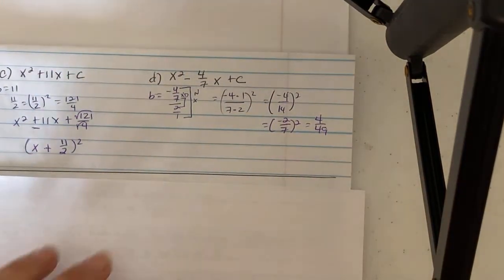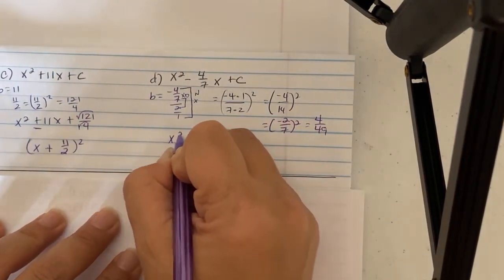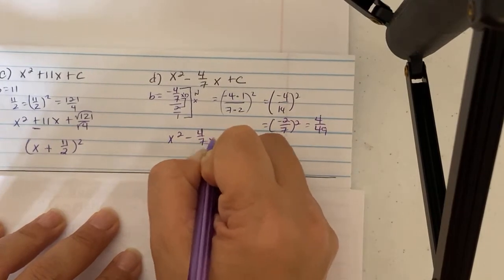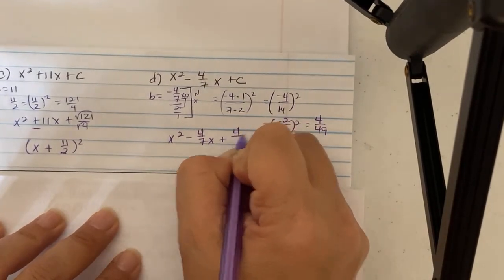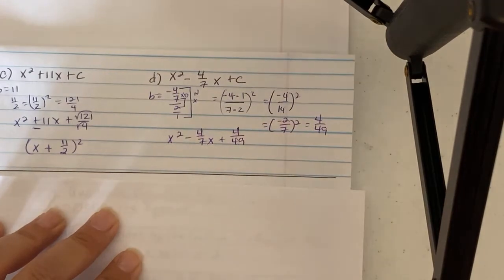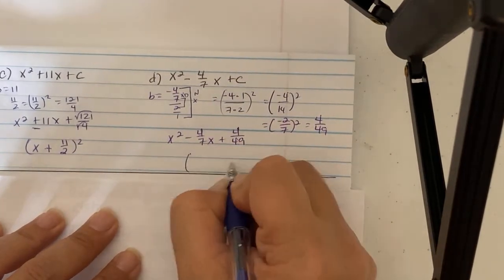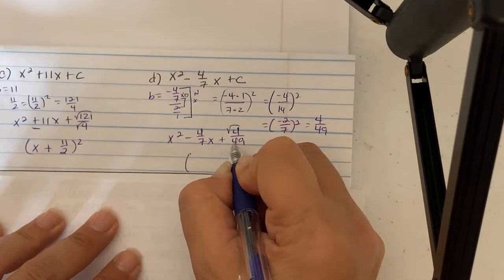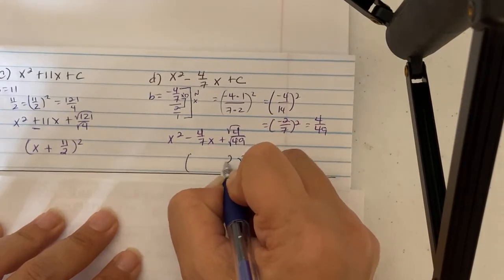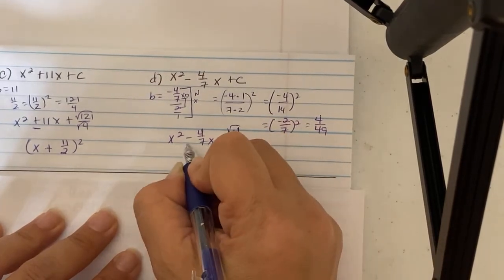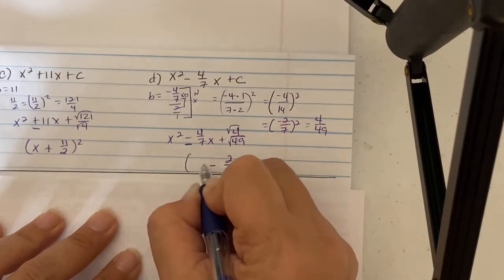Now you may rewrite your equation. So it becomes x squared minus 4 over 7x plus 4 over 49. Then collapse your answer. Square root of 4 is a 2, square root of 49 is a 7. So I write 2 over 7. The sign in the middle is a minus, and then you bring your x.